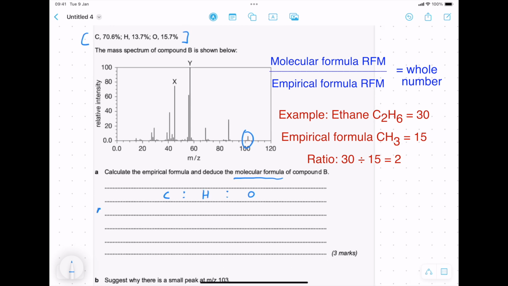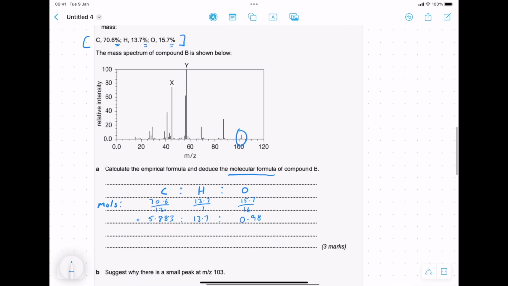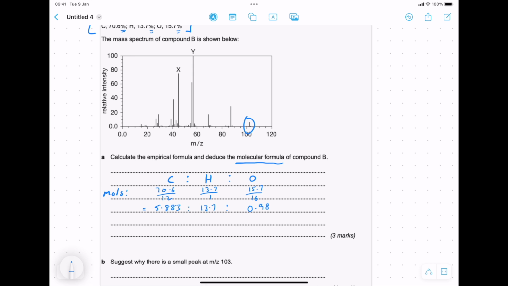The first thing we need to do is work out the moles. The next thing to do is then to divide through by the smallest number. You can clearly see that is 0.98. Those numbers you can round to the nearest whole number, so that's going to be 6, that's going to be 14, and that's going to be 1. So the empirical formula is going to be C6H14O.